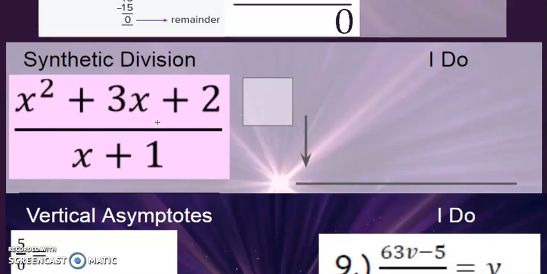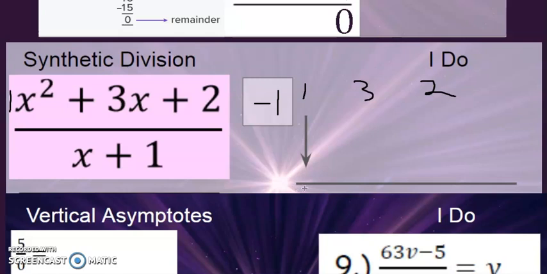Here's another way you could do this. It's called synthetic division. So here's the same problem, but this time we're going to do it a different way. So we have x squared plus 3x plus 2 all over x plus 1. What you want to do is set this equal to 0. If you set x plus 1 equal to 0, our 0 would be x equals negative 1. We put that in the box. Then we put a, b, and c right here. Because the coefficient of x squared is 1, the coefficient b is 3, and then c is 2.